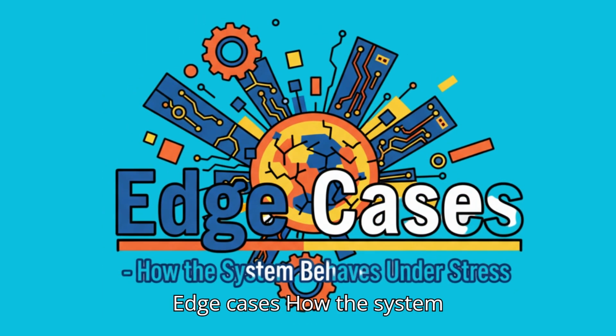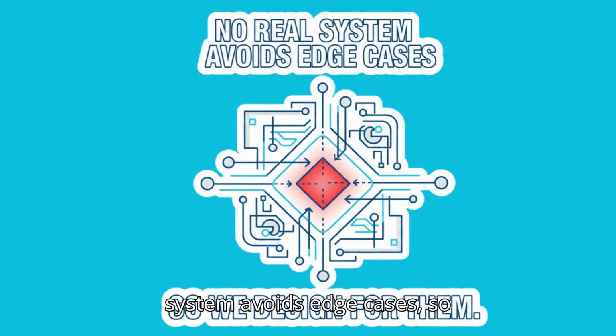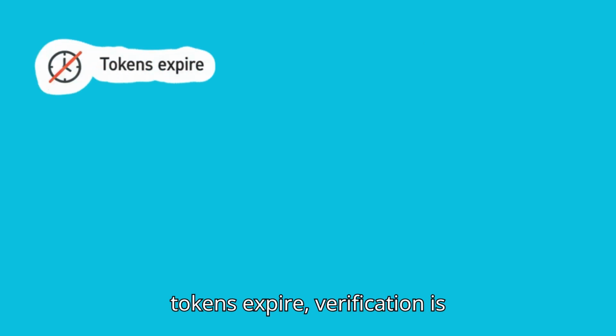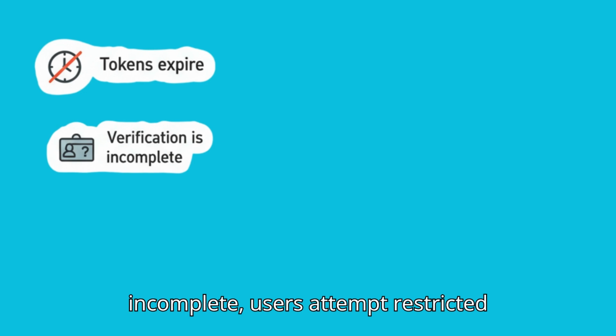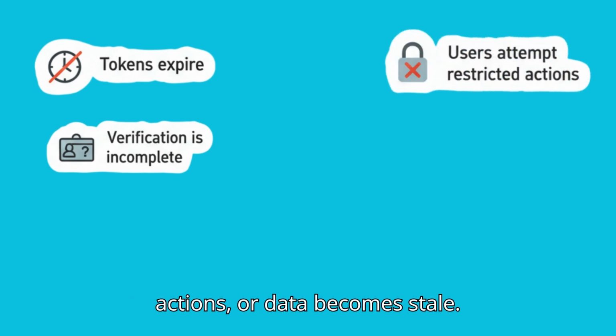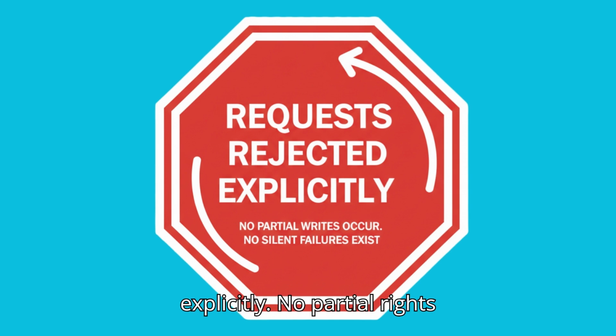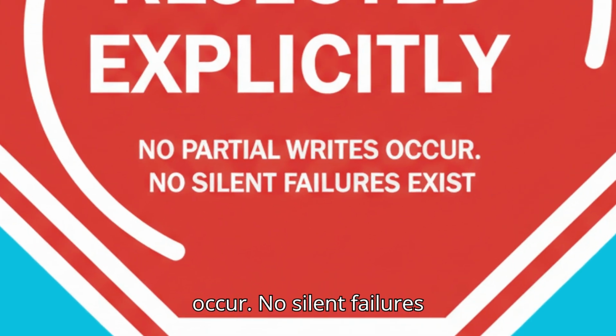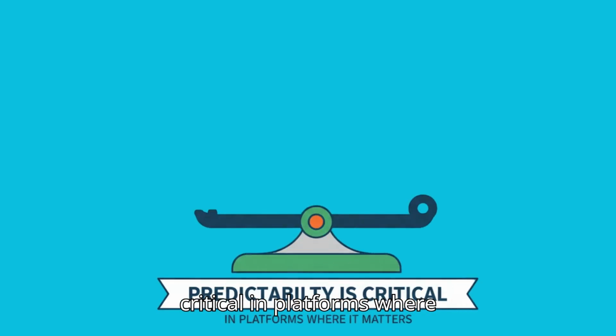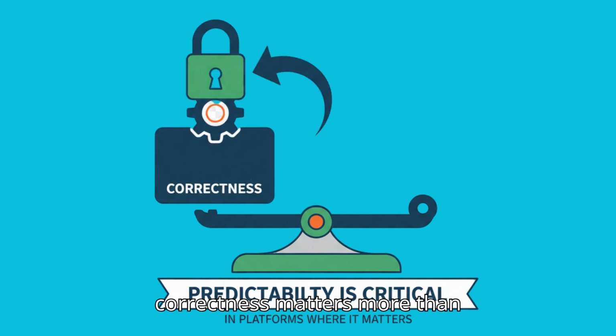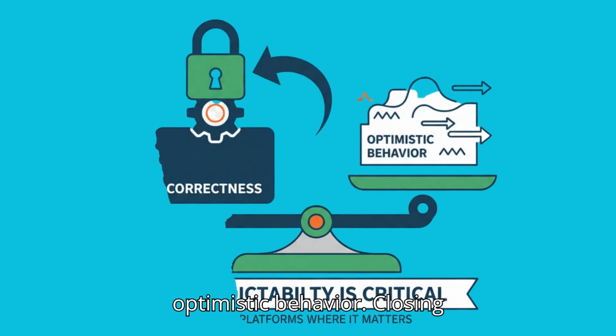Edge cases: how the system behaves under stress. No real system avoids edge cases, so we design for them. When tokens expire, verification is incomplete, users attempt restricted actions, or data becomes stale, the backend fails safely. Requests are rejected explicitly. No partial writes occur. No silent failures exist. This predictability is critical in platforms where correctness matters more than optimistic behavior.